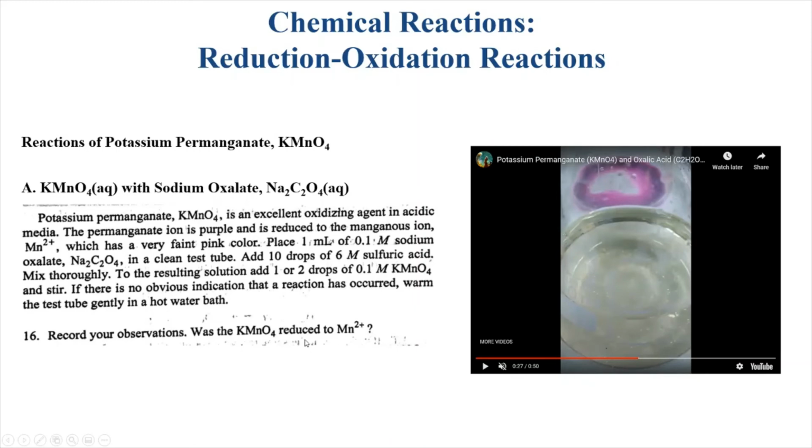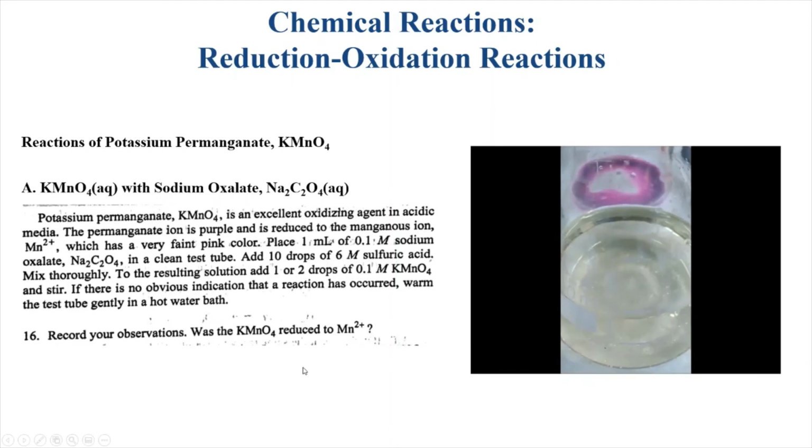So the table in that case doesn't actually lead to the perfect result. You want to record your observations for what happened after those two were mixed. And then you want to determine, was the KMnO4 reduced to Mn2+? And what observation tells you that? Okay, so you can pause.